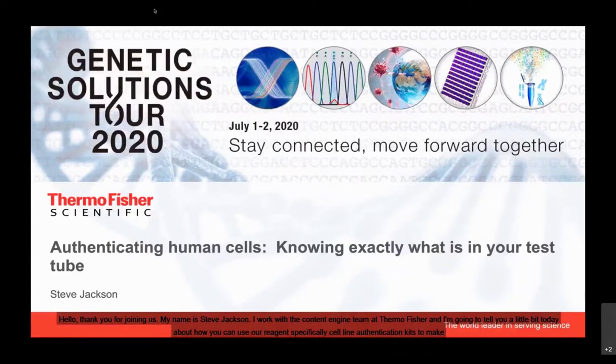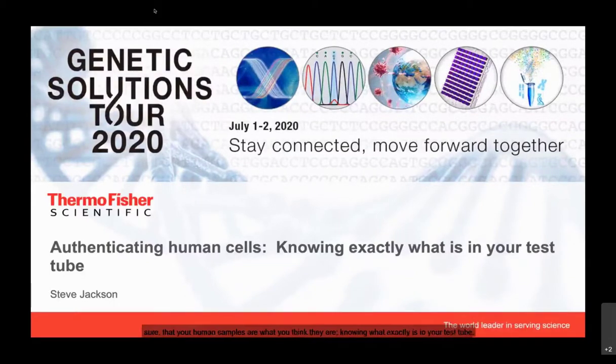Hello, thank you for joining us. My name is Steve Jackson. I work with the content engine team at Thermo Fisher, and I'm going to tell you a little bit today about how you can use our reagents, specifically our cell line authentication kits, to make sure that your human samples are what you think they are, knowing what exactly is in your test tube.